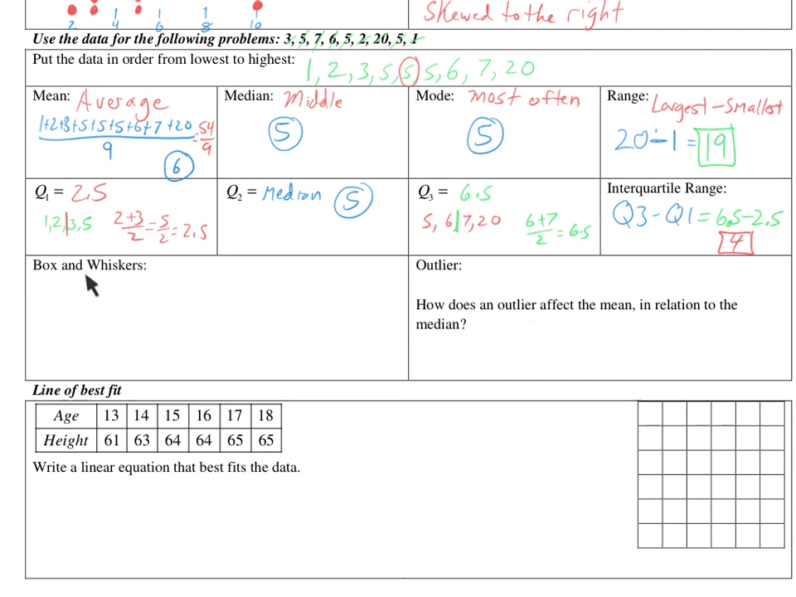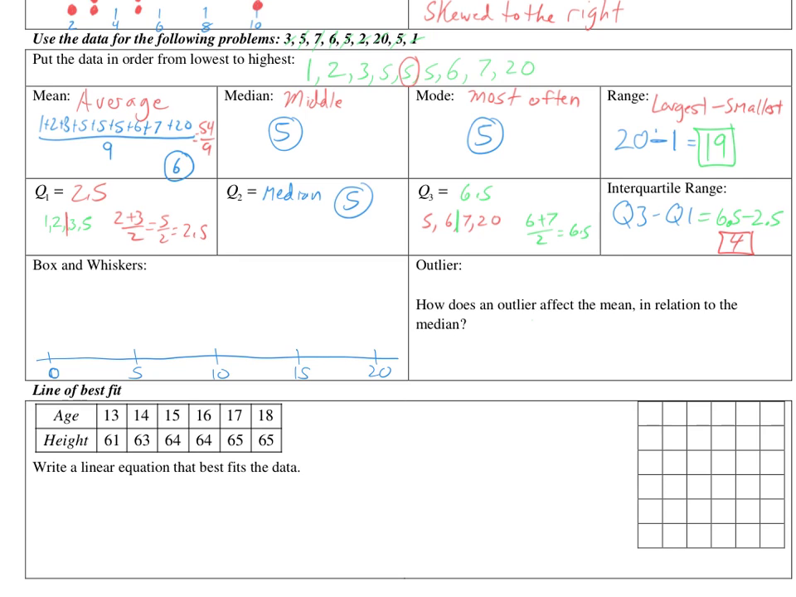I want to do something called a box and whiskers. It's a way to graph data. We use a coordinate plane to graph functions. We're going to graph data on a number line. So for my number line, my lowest number is 1. My highest number is 20. So actually, I'm going to start with 0 here, and I'm going to go by 5s. 5, 10, 15, 20. I'm going to make a number line going by 5s. And I'm going to put my important data on it.